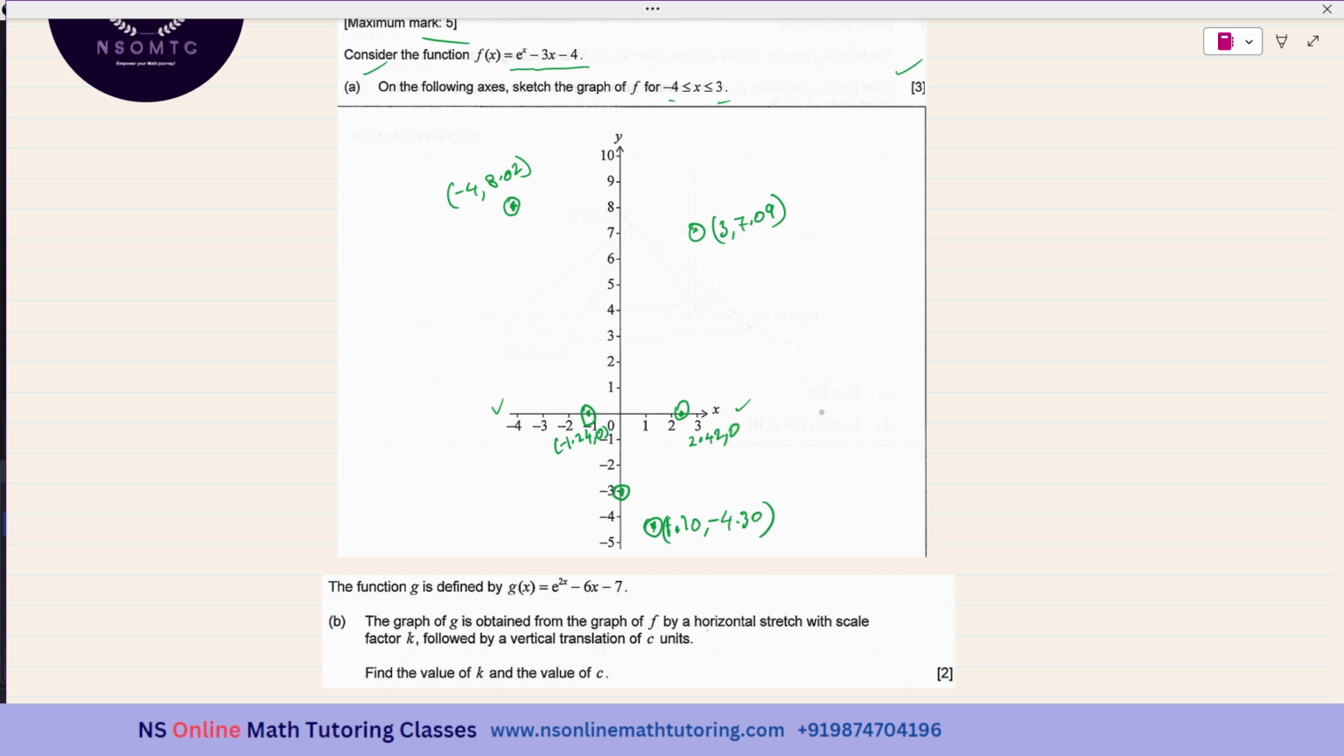2.42, comma 0. So this is the graph. This is the answer for the subpart A. We have sketched the graph and coming to the subpart B.